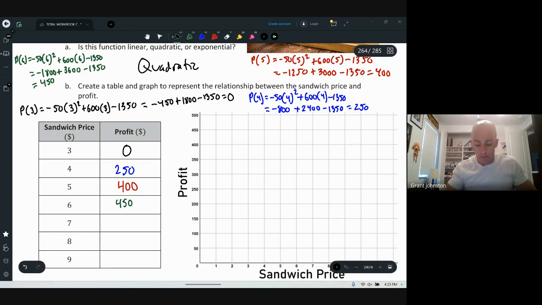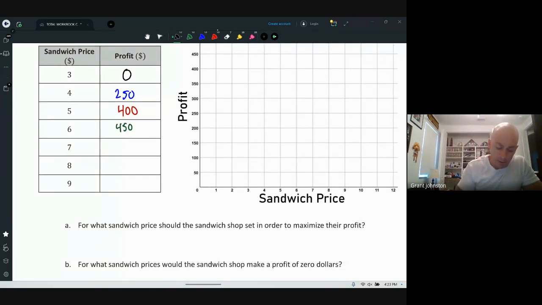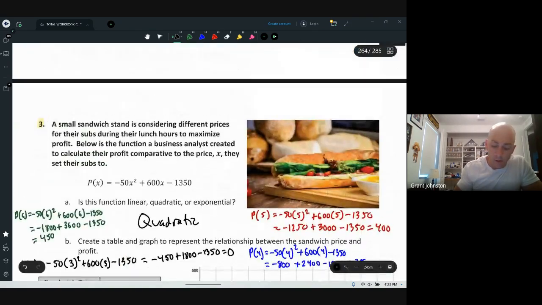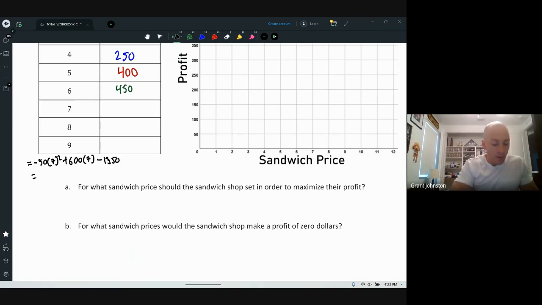Let's do 7 now. So we had negative 50 times 7 squared, plus 600 times 7, minus 1,350. 7 squared is 49. So 49 times negative 50 is negative 2,450. That's 4,200. I got 400.